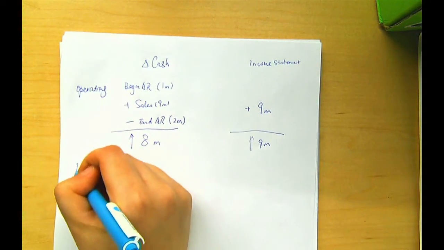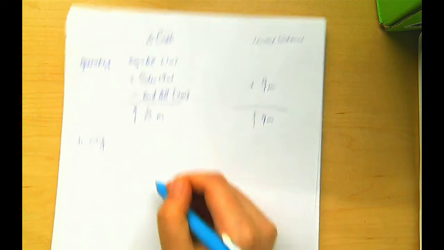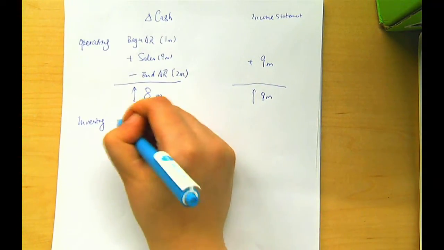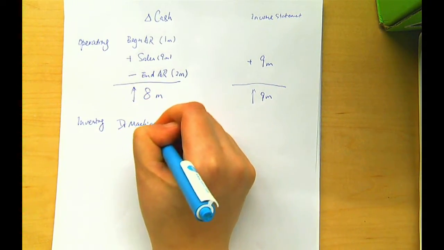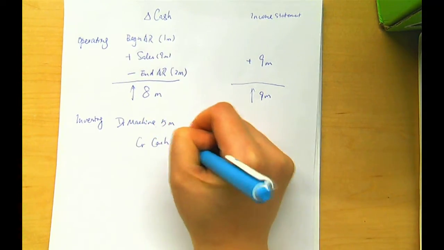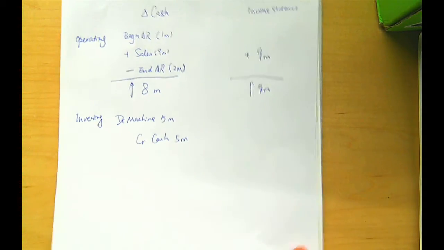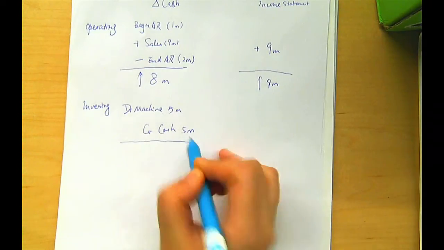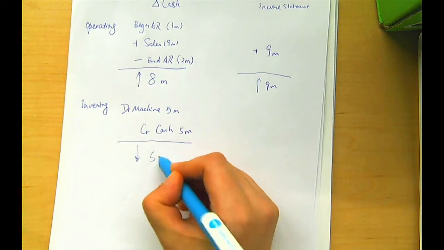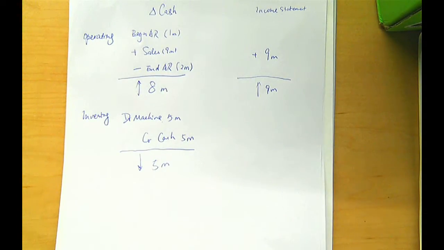Okay, next one, investing activities. When we purchase a machine which is worth $5 million, and we paid $5 million in cash, this transaction leads to a decrease in cash of $5 million. Do you agree? So what's the influence of this transaction on the income statement?